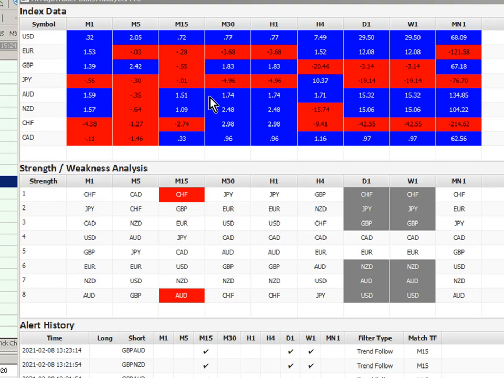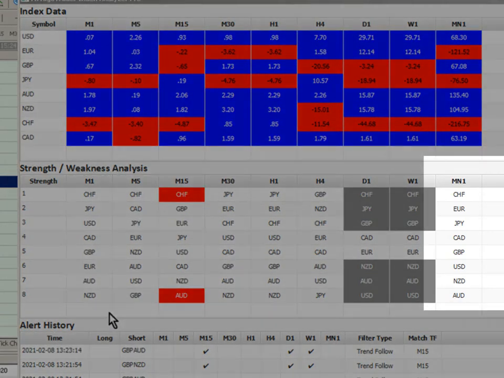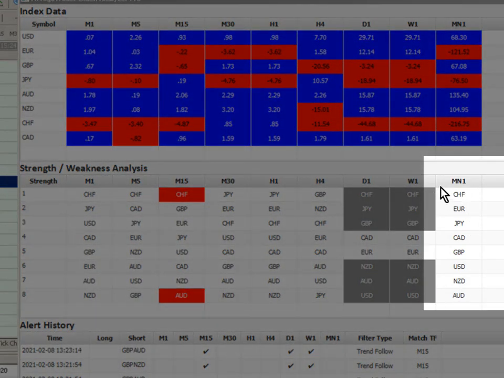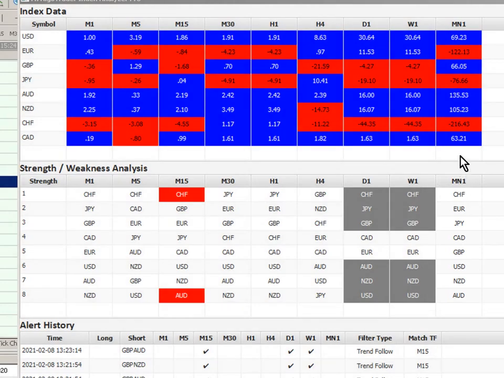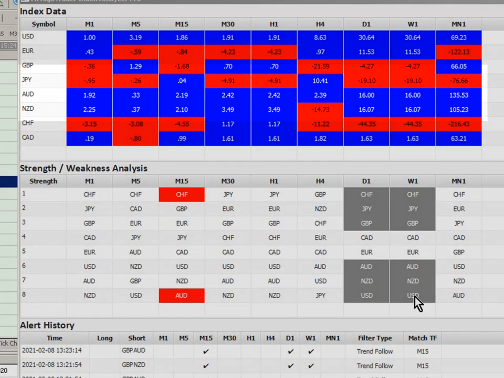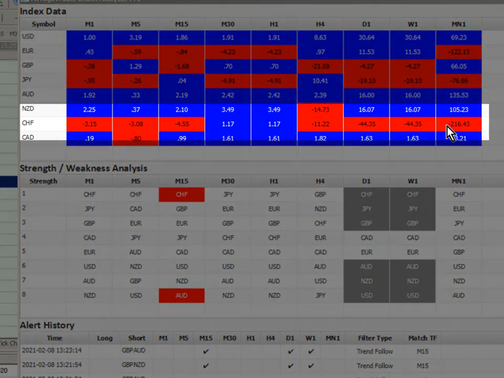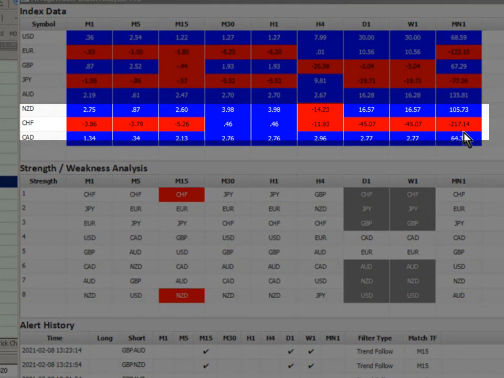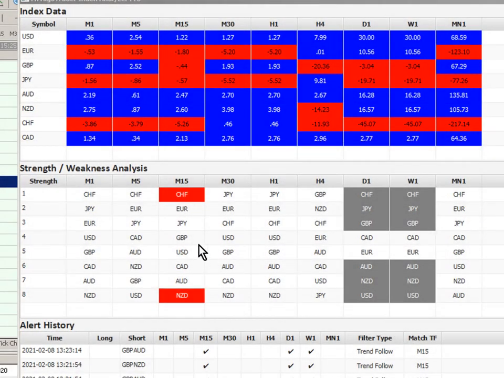So once we've got this data, the system then sorts it into strength and weakness order by time frame. So you can see here, we can see immediately that on the monthly time frame, the Aussie dollar is the strongest currency. And if you look up in the table, you can confirm that by looking at the Aussie dollar data, and that's coming up at 135. So the system automatically sorts by strength and weakness. So Swiss franc is our weakest currency on the monthly basis, confirmed here by the red minus 216.43. So that's the kind of the rough skeleton of the system.